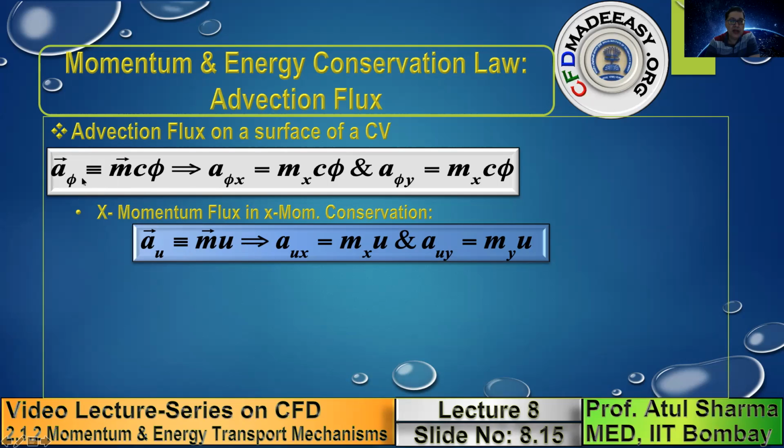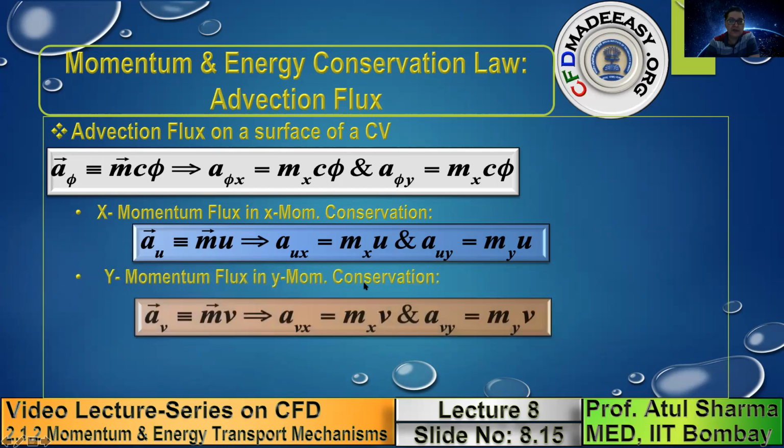So this vector phi, vector u, is equal to m vector u. Now this has two components. When phi is u, A_x u equals m_x u and A_y u equals m_y u. So these are the x momentum flux. This is the x momentum flux vector, whose components are given by these terms.